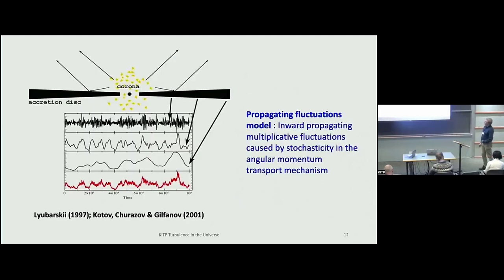How do we interpret this? Well, the framework that we've been using is the so-called propagating fluctuation framework, and this dates back to Lyubarskii in the 90s. The basic idea is that at each radius in the disk, you have a turbulent process that is gating, in a fluctuating way, the angular momentum transport in the flow. And that's gating the mass accretion rate in the flow. And that's happening at each radius. And then it works like a conveyor belt. You hand off the fluctuations downwards as you go through the disk, as the system accretes.